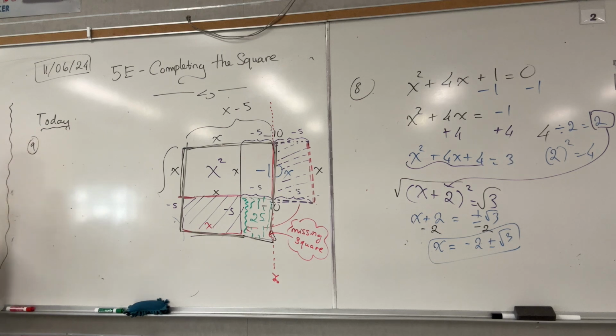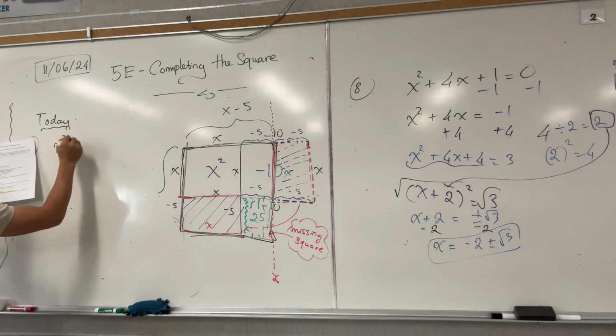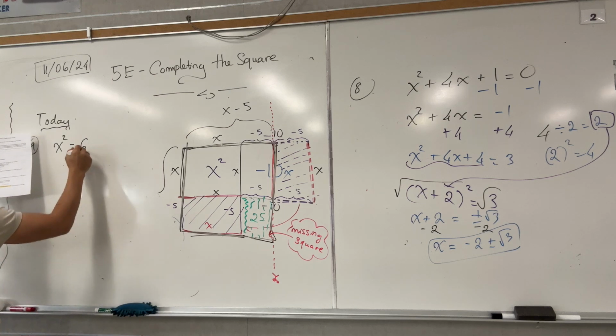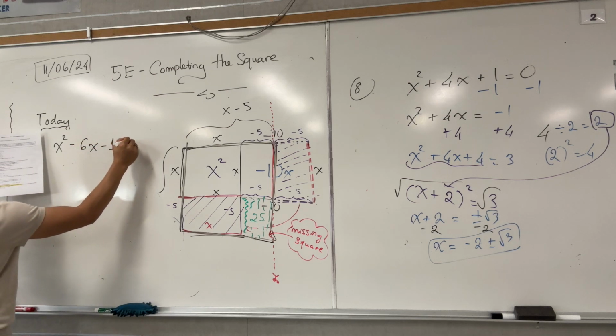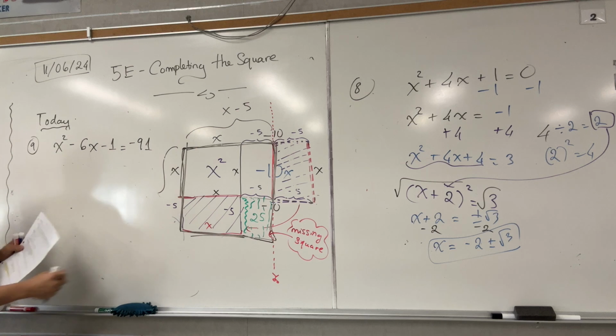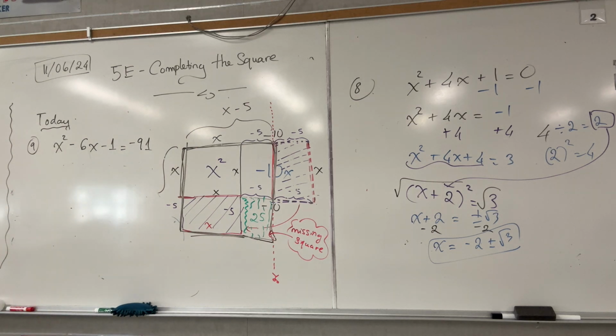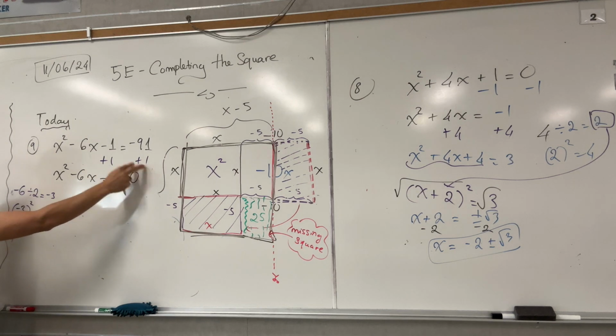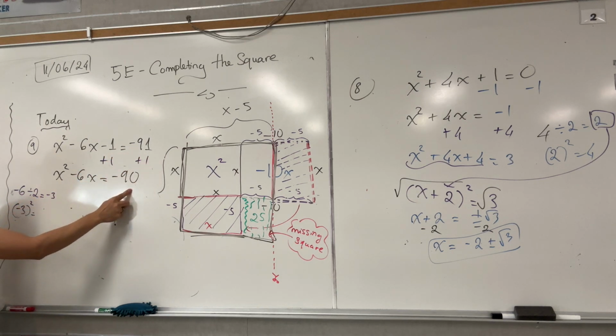Number 9. So only 2 minutes. x squared minus 6x minus 1 equal to -91. Okay, so first we're gonna plus 1, and then you get -91 plus 1 is -90.